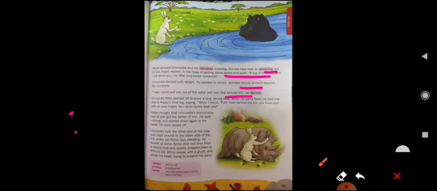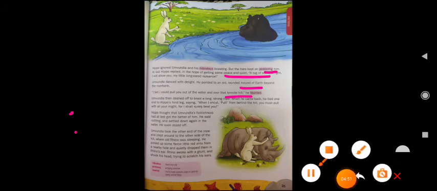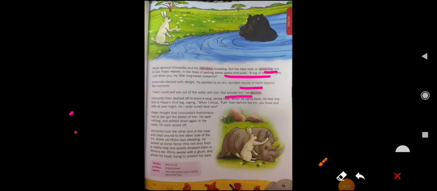Taunted means to try to make someone angry or upset by saying unkind things. Yes children, as we already know, Umundla was very happy, because now the hippo had agreed to the tug of war. So as we all know, these things gave him great pleasure, to trouble other animals. Yes children, so here see, Umundla then dashed off to braid a long strong rope.